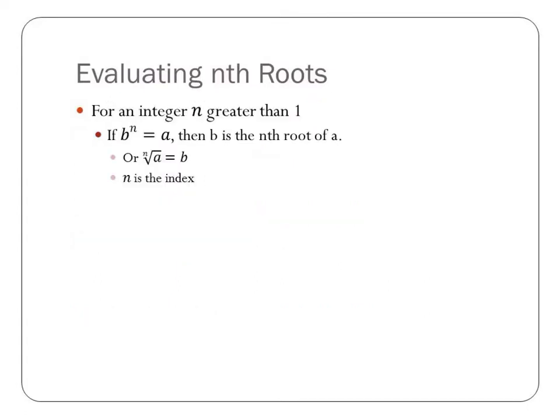So, evaluating nth roots: for an integer n greater than 1, remember an integer is a whole number, so you're talking about 2, 3, 4, 5. If b to the n is a, then b is the nth root of a. So this is saying the nth root of a is b.